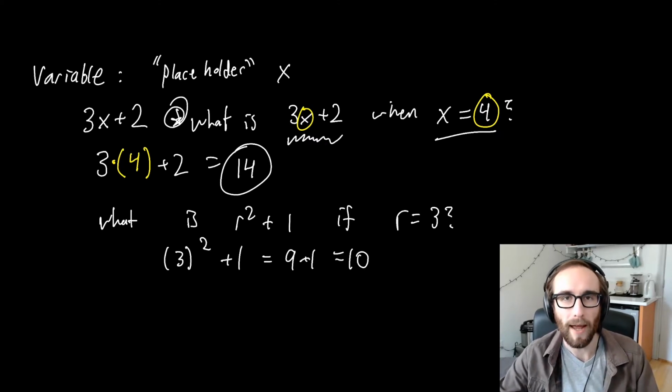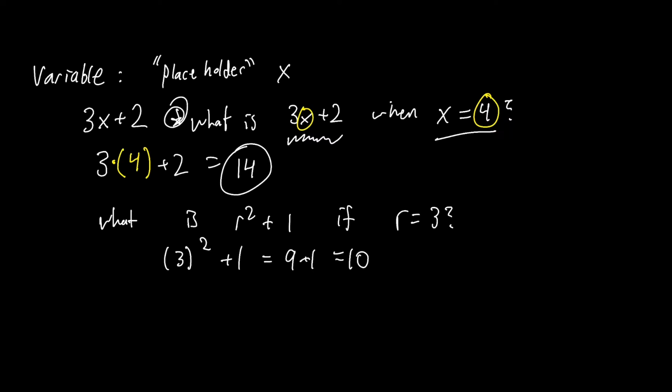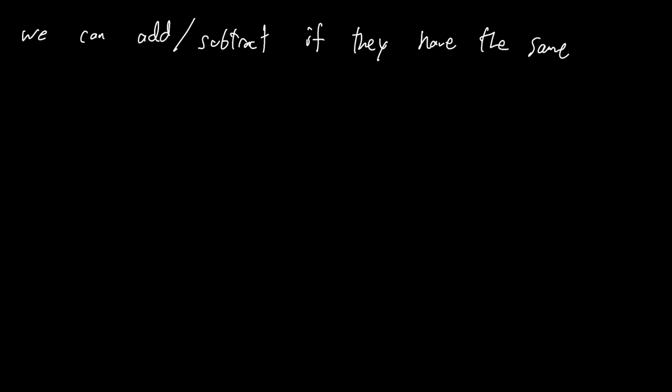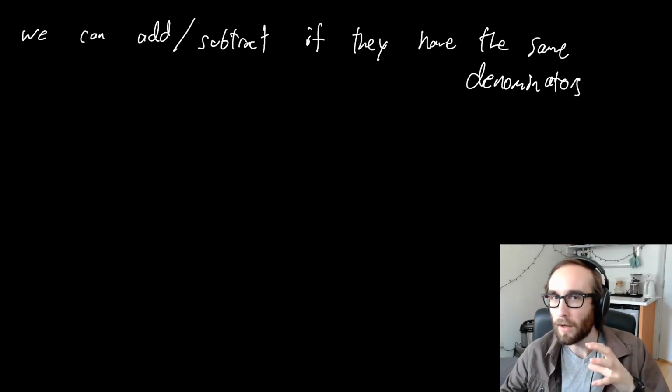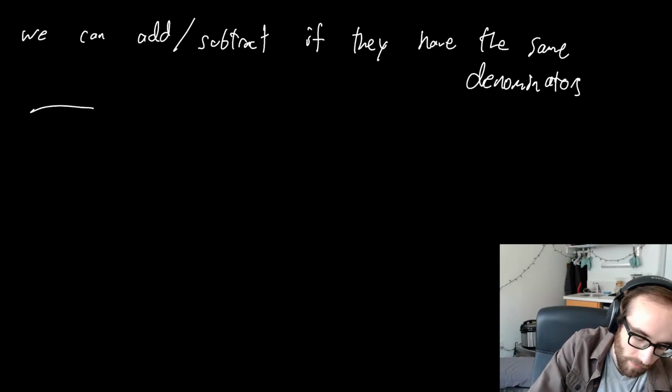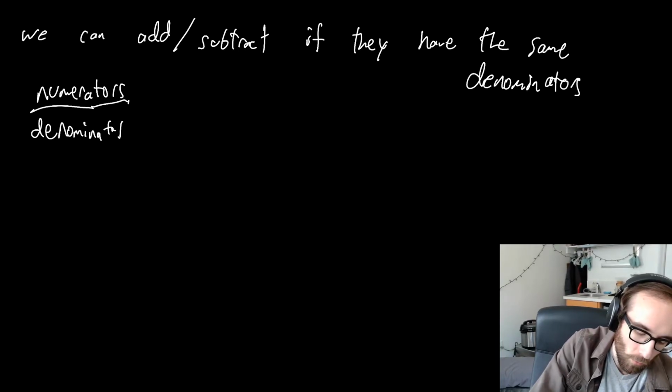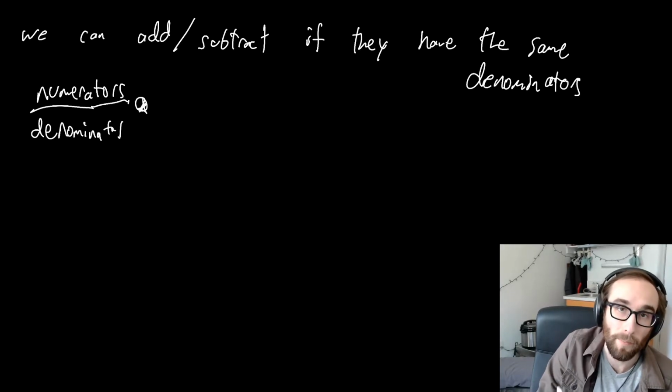Next up, we're going to take a look at working with fractions. So adding, subtracting, multiplying, and dividing fractions. Okay, so with fractions, we can add or subtract fractions if they have the same denominators. Just some quick vocabulary, quick recap. Denominators are the bottom part of a fraction, and numerators are the top part. When we use these words, that's what we're referring to, the bottom part and the top part of a fraction.